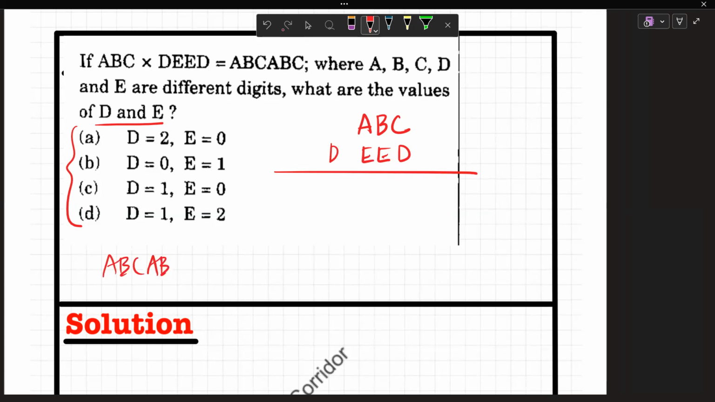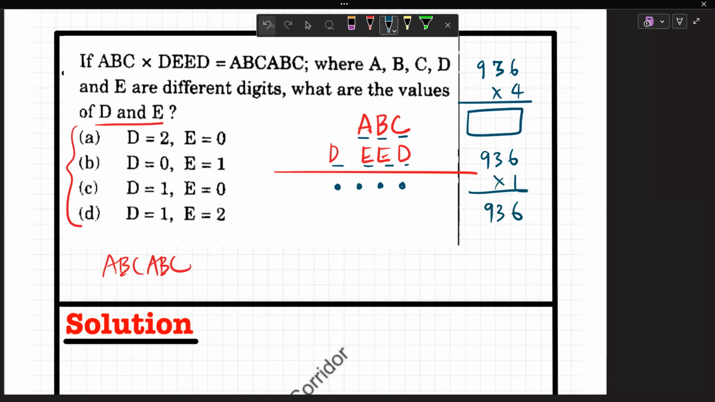ABC, ABC. When you get such type of problems, first of all, whatever be the values assigned, I will get numbers like this. Max to max, I will get 4. The minimum I will get is 3. Maximum, I will get a 4. Are you getting why maximum 4? Suppose the number would be 936 into 4. In this case, you will get a 4-digit number. Had the question been 936 into 1, you will get 936. Clear? So maximum will be 4.